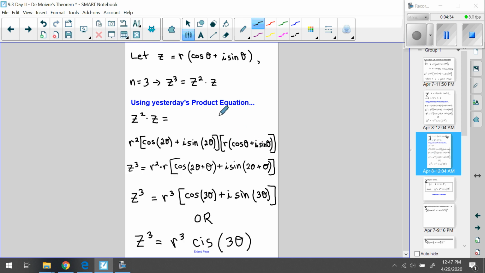So again, using that product formula, we can multiply the coefficients r squared and r. That gives us r cubed. And then we add the angles. So 2 theta plus theta becomes 3 theta, both here and here. And so z cubed equals r cubed times the quantity cosine 3 theta plus i sine 3 theta. Or if you are writing that in cis notation, it would just be r cubed cis 3 theta. And so we could continue that pattern for z to the fourth, z to the fifth, z to the sixth, and so on. You'll find that if you keep repeating that pattern, then the formula laid out before you works.